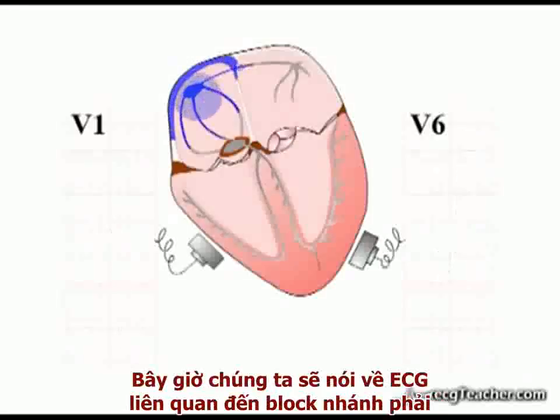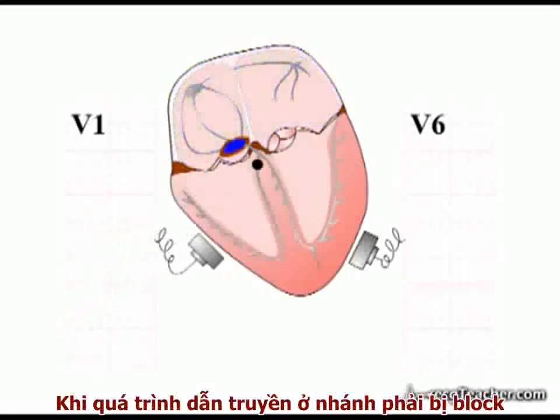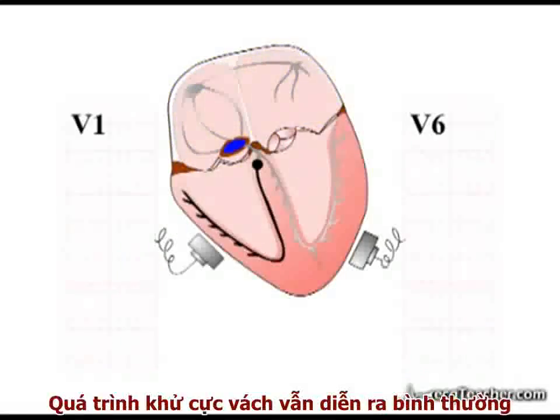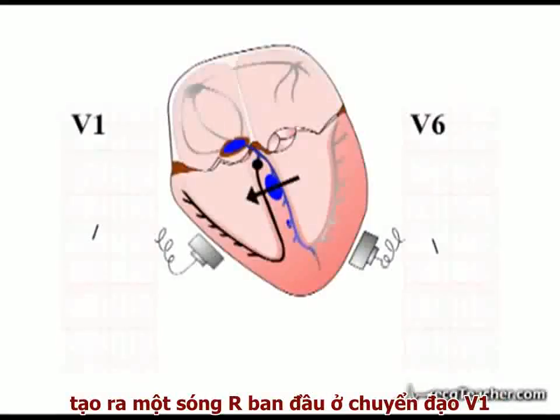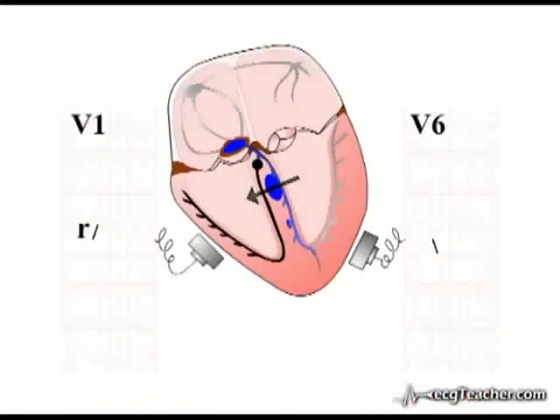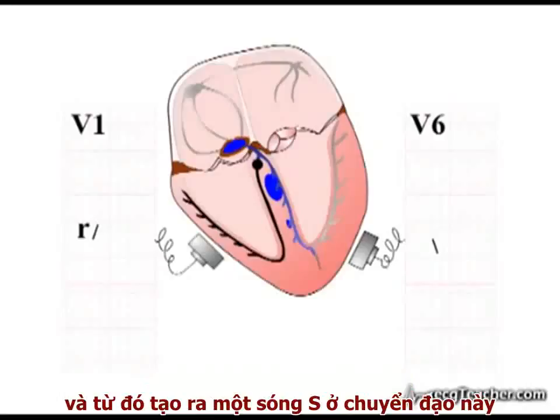We will now deal with the ECG findings associated with right bundle branch block. When conduction in the right bundle branch is blocked, septal depolarization proceeds as normal from the intact left branch from left to right, producing an initial R wave in lead V1. Depolarization arriving as normal in the left ventricle then generates an S wave in this lead.